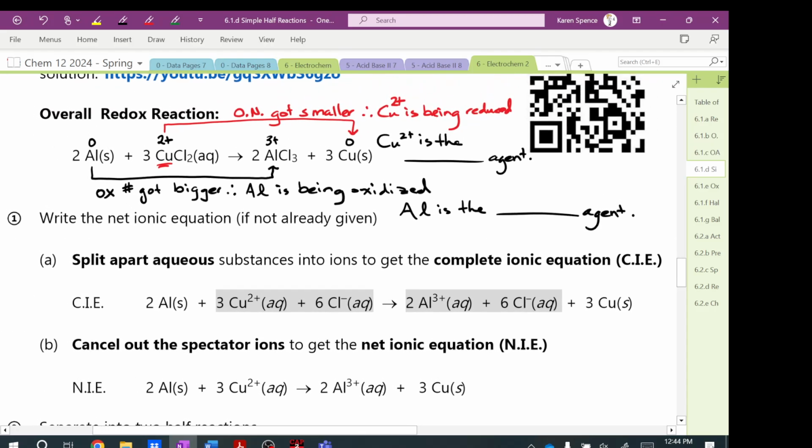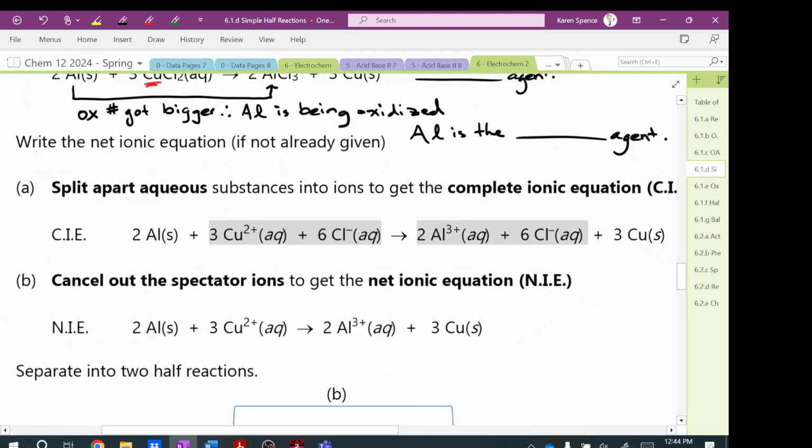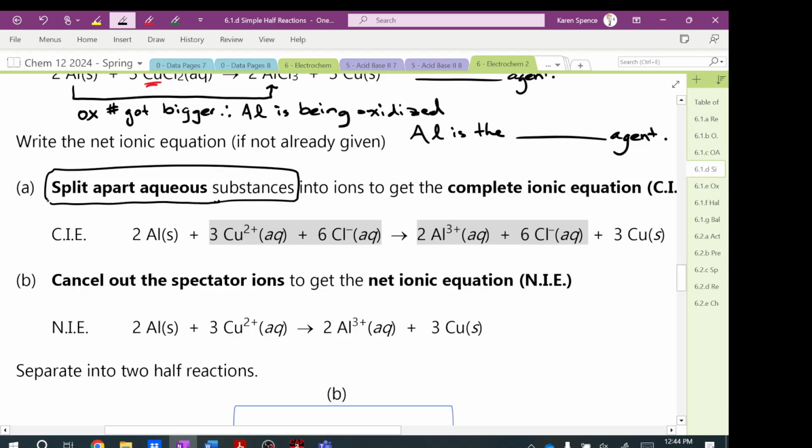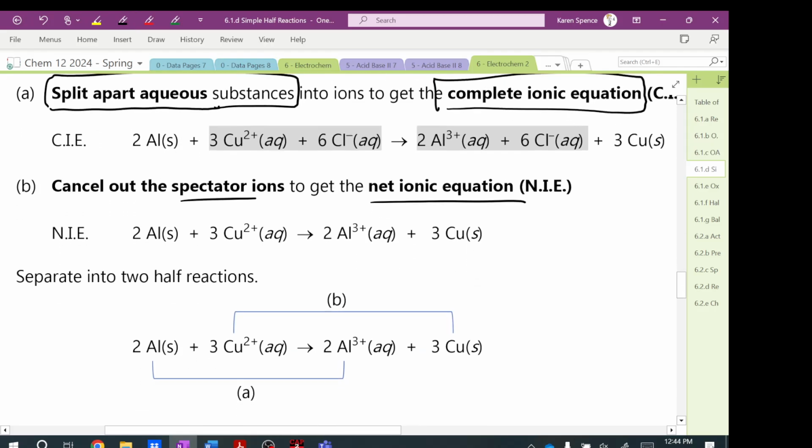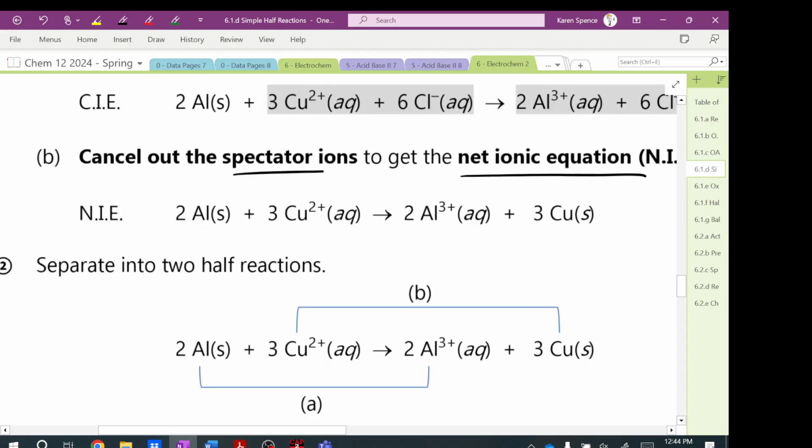When we want to balance an equation, or actually, no, that's okay. We're good. So if we want to separate the two half reactions, it helps to split apart the aqueous substances. So you get all the ions and you get your complete ionic equation. Then you cancel out your spectators, so you get the net ionic equation. And then you can separate it into two half reactions.